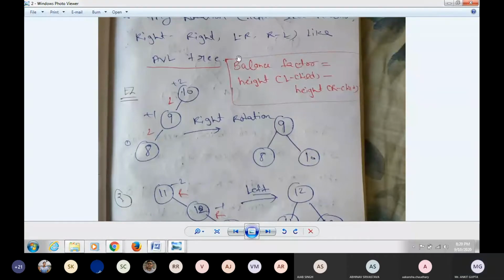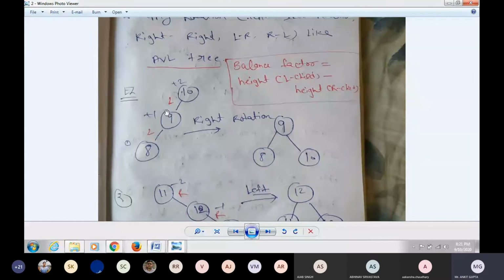Now I will calculate for 9. 9 means height of the left subtree, that is 1, okay, that is only one node. So 1 minus 0 because nothing is on the right side. So 1 minus 0, that is plus 1. It is also fine. No problems.